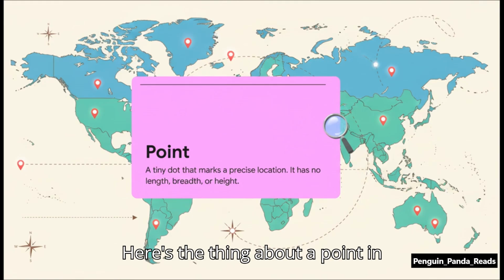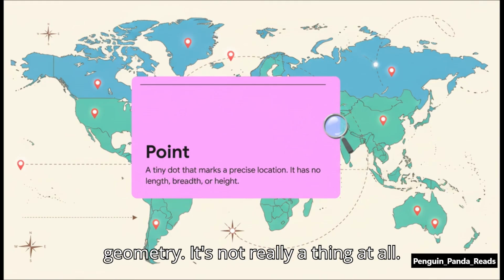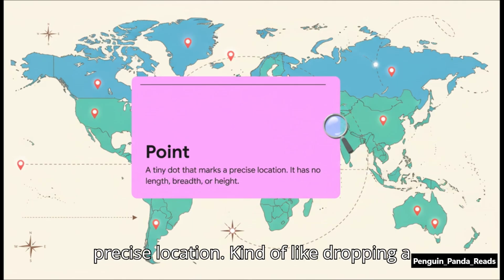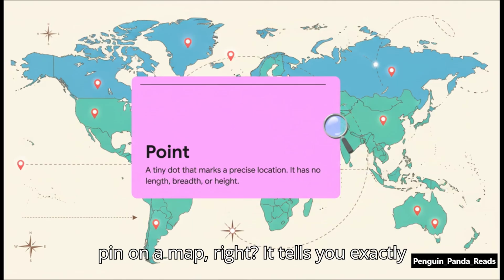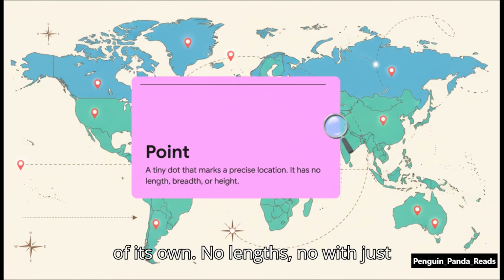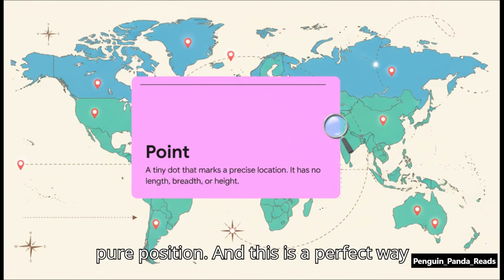Here's the thing about a point in geometry. It's not really a thing at all. It's more of an idea. It just marks a precise location. Kind of like dropping a pin on a map, right? It tells you exactly where to look, but it has no dimensions of its own. No length, no width, just pure position.